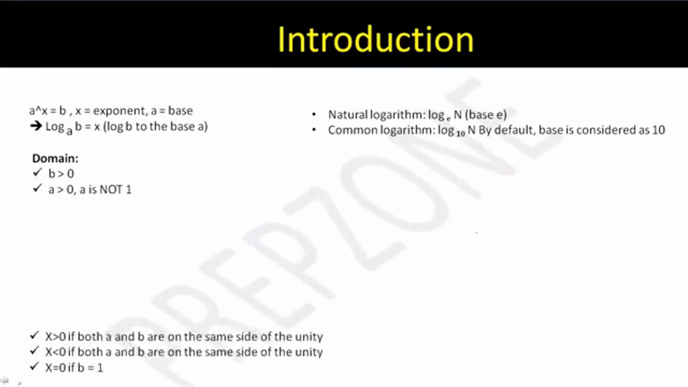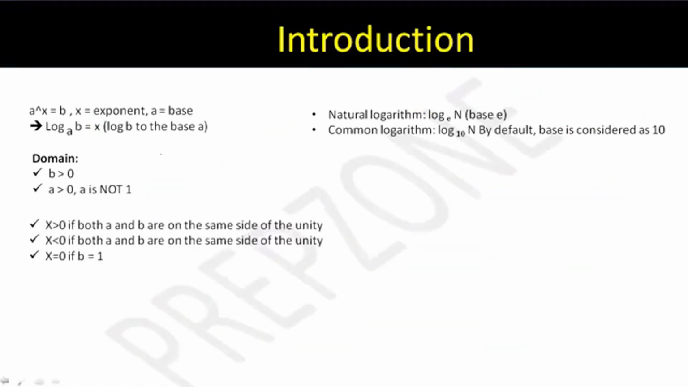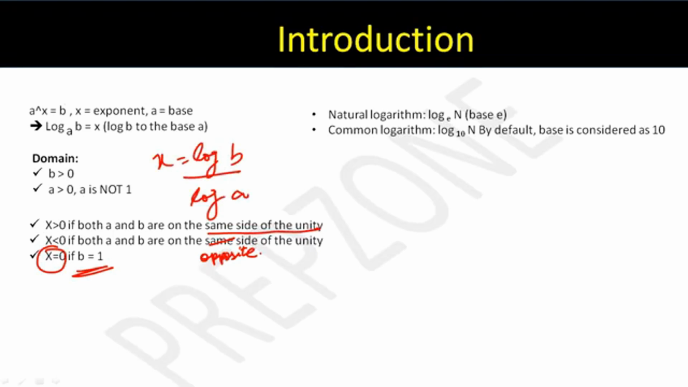Clear, guys? So what did we learn? The value of log, which is x, will be positive if both A and B are on the same side of unity. The value will be negative if they are on opposite sides of unity. And the value will be 0 when B is equal to 1. Why? Because x is log B by log A, and if B is 1, then x has to be 0. So these are the 3 theorems. Clear so far to everyone? If you have doubts, please ask me. If not, let's move ahead.